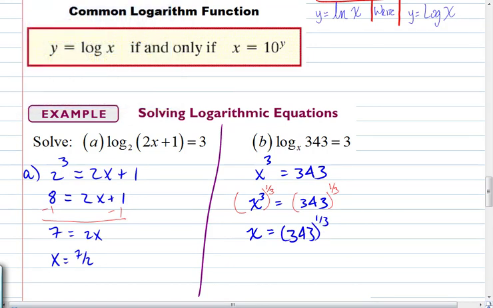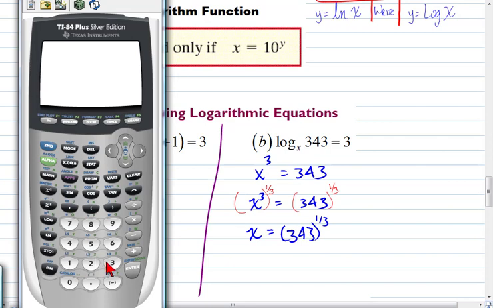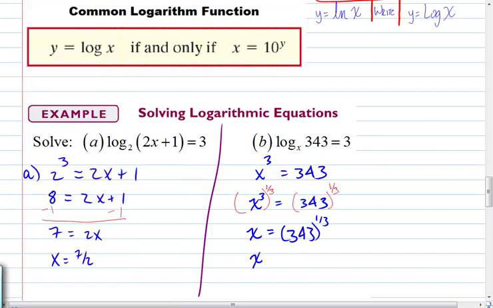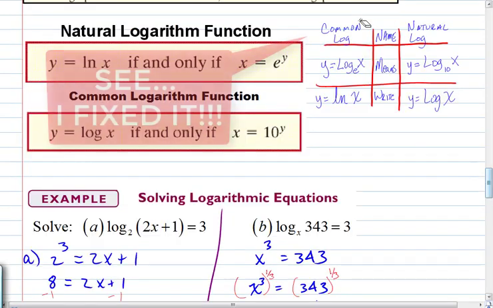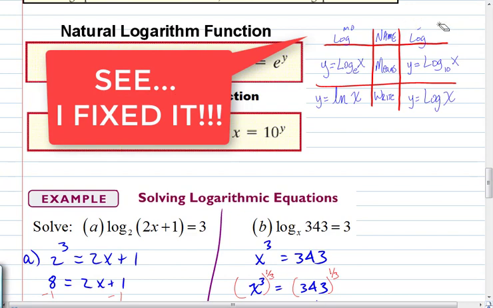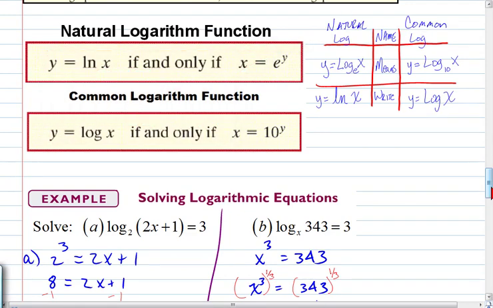On your calculator then, you can type in 343 raised to the, open parentheses, 1 divided by 3. So we get x is equal to 7. Remember, we can use rational exponents as opposed to radicals. It's easier to change that. Thank you so much. I'm glad you mentioned that.